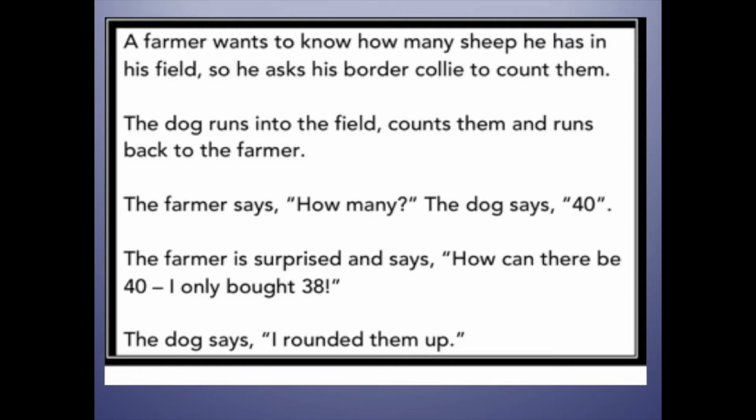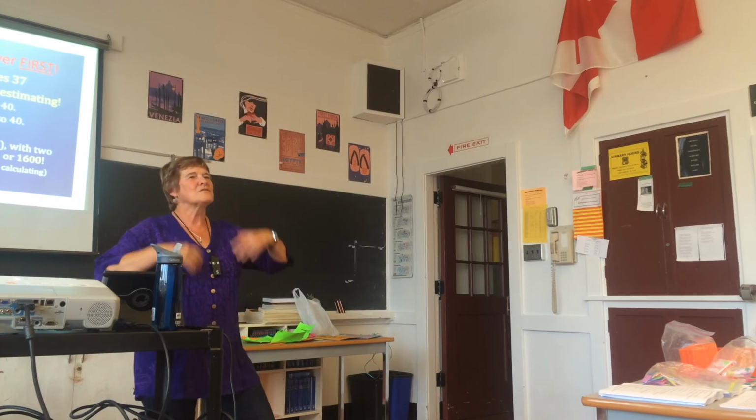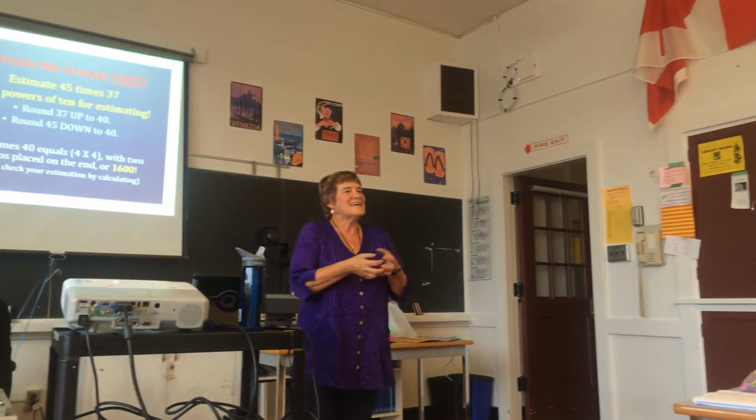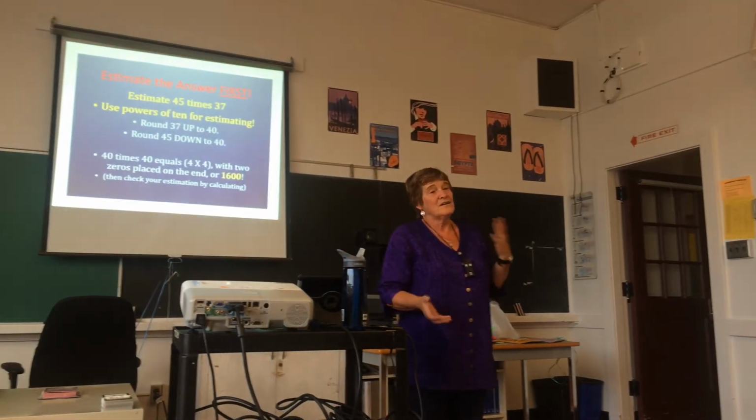Oh, this is my estimation joke. You got to read it together. The farmer wants to know how many sheep he has in his field. So he asks his border collie to count them. The dog runs into the field, counts them, and runs back to the farmer. The farmer says, "How many?" The dog says, "40." The farmer's surprised and says, "How can there be 40? I only bought 38." The dog says, "I rounded them up." I love it.